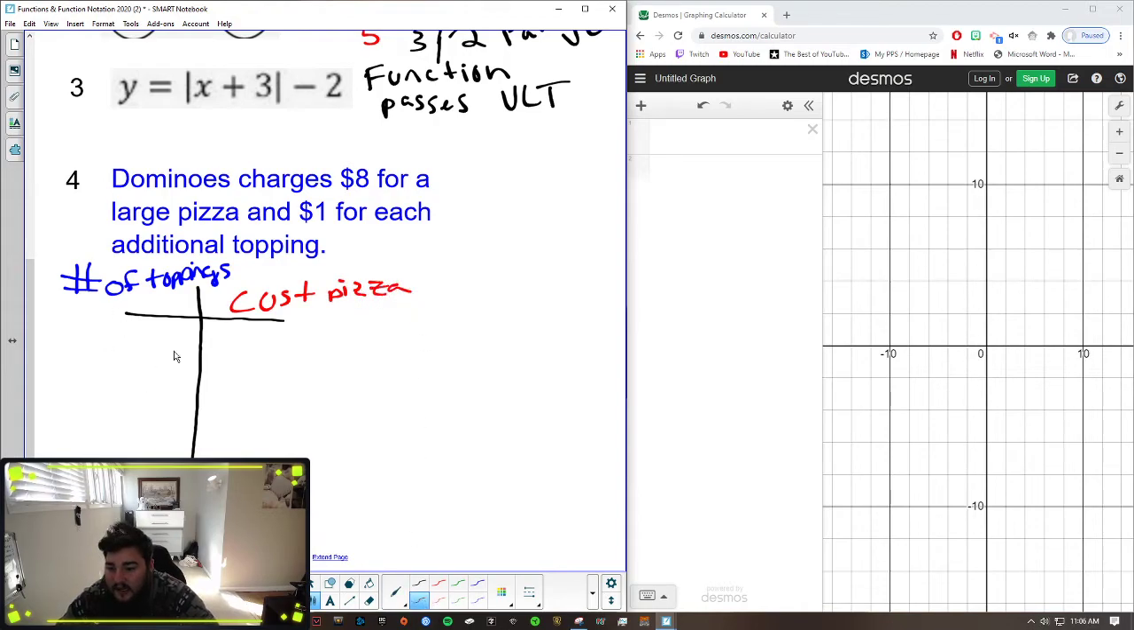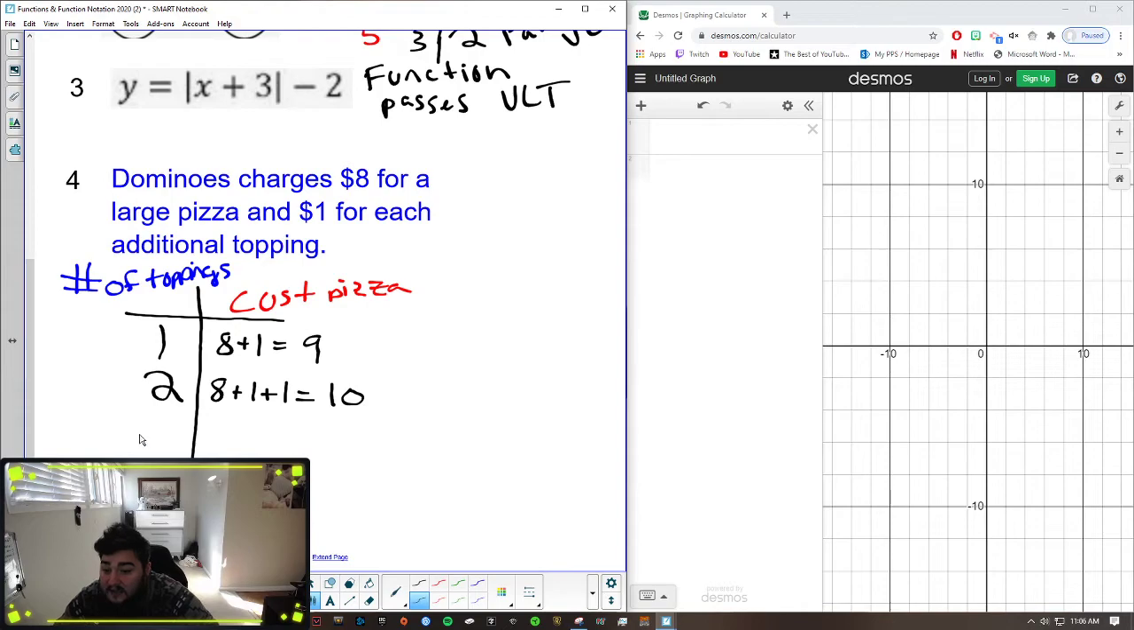So let's say I had one topping. If I got a pizza with one topping, it would cost $8 for the pizza plus $1 for the one topping, which would be a total of $9. If I got a two-topping pizza, it would cost $8 for the pizza plus $1 for each topping, so $2, which would give us a total of $10.